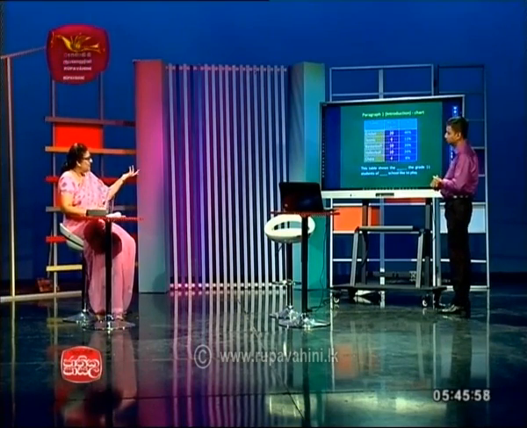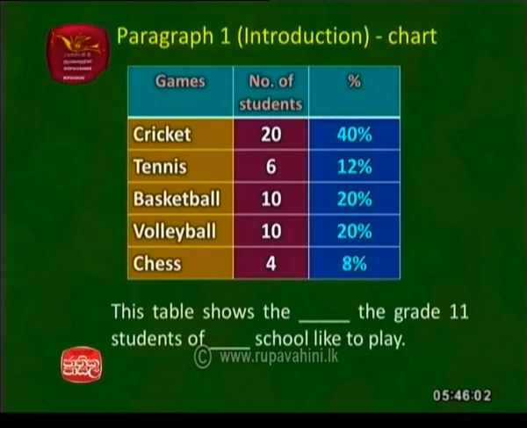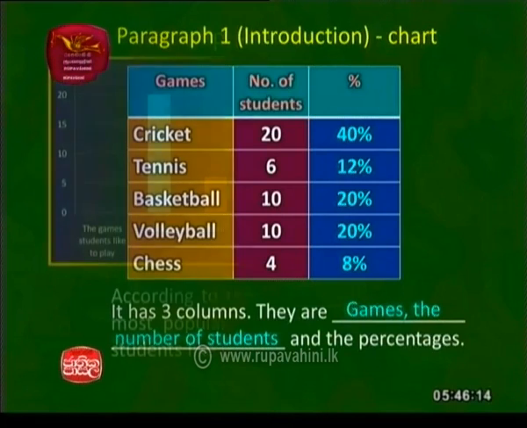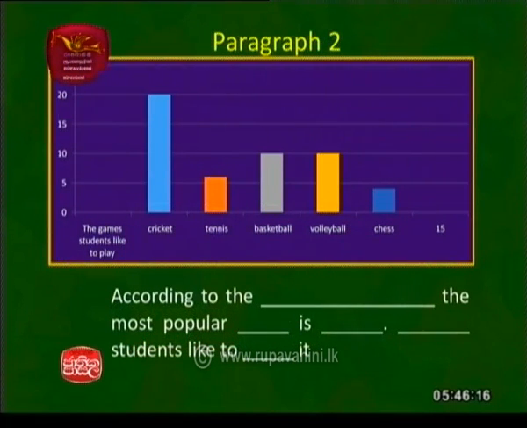All right. Now, if it's a table, the same. This table shows the same information, games the grade 11 students of our school like to play. It has 3 columns. They are games, number of students, and the percentages. And then the paragraph 2, this is common to any.